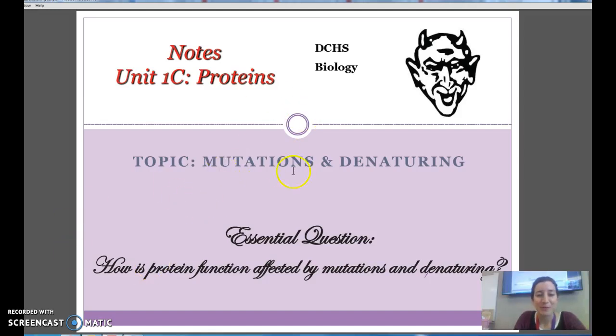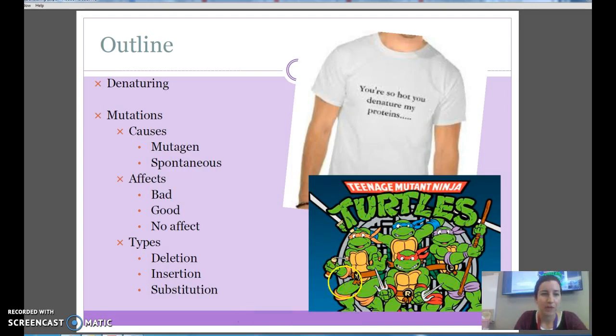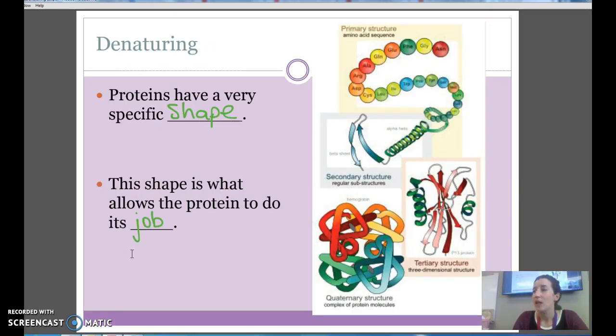Okay, these are your notes over mutations and denaturing. Essential question: how is protein function affected by mutations and denaturing? This is our outline. First we're going to talk about denaturing, then mutations, the different causes, effects, and types of mutations.